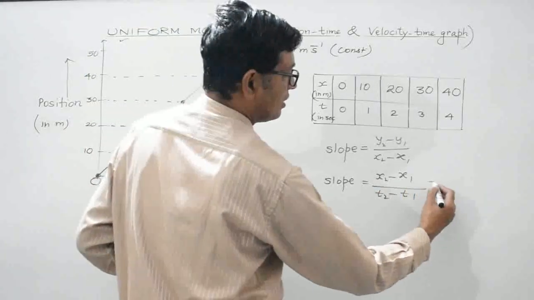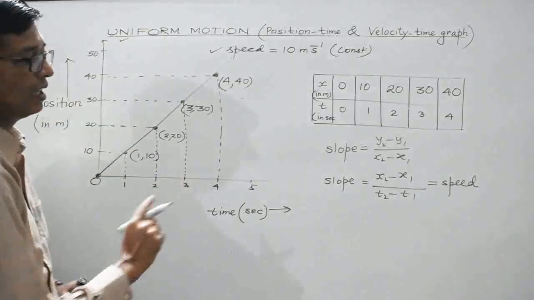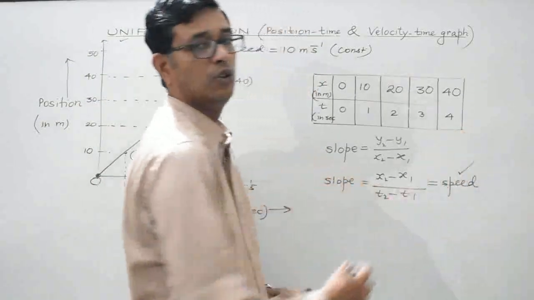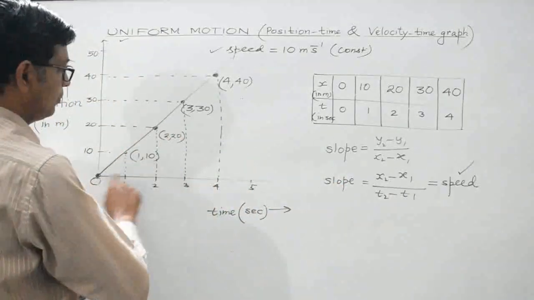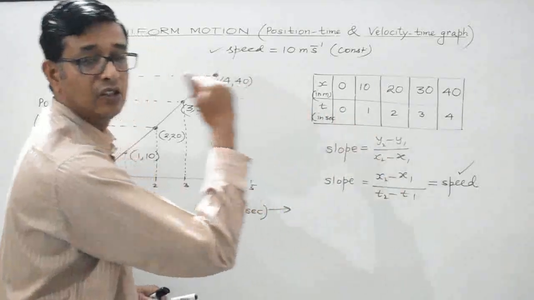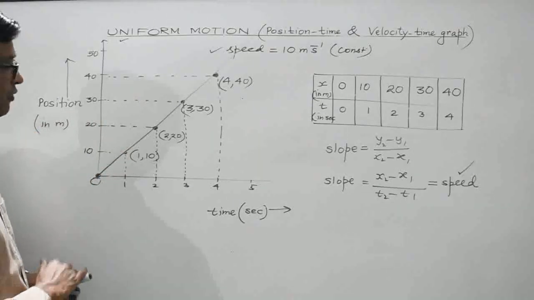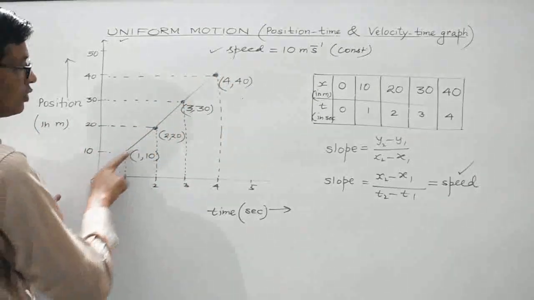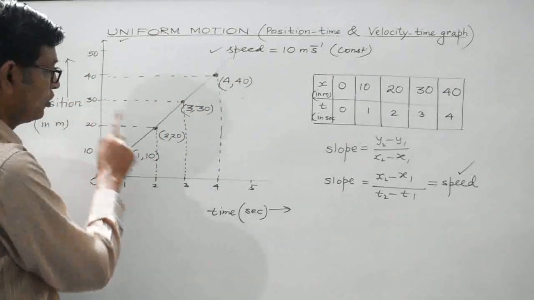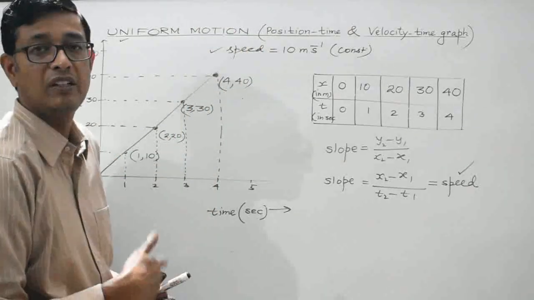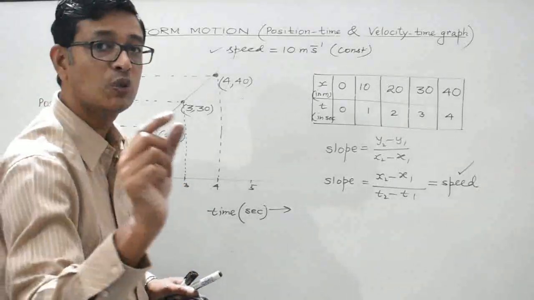So what I mean to say is that in this case, the slope of the position time graph will give us the speed of the body. And the slope of a straight line is always constant. Whether you take this part, this part, this part, the slope will always remain constant. So as a result, if position time graph is a straight line, it means that speed is constant. So between any two coordinates, if you determine the slope, that will give you the speed.